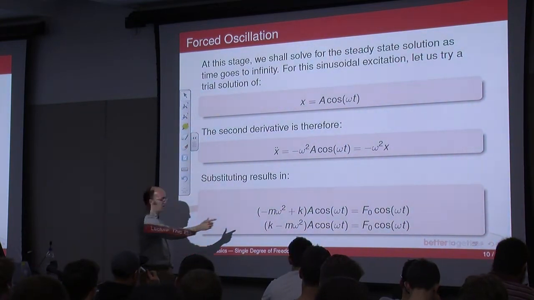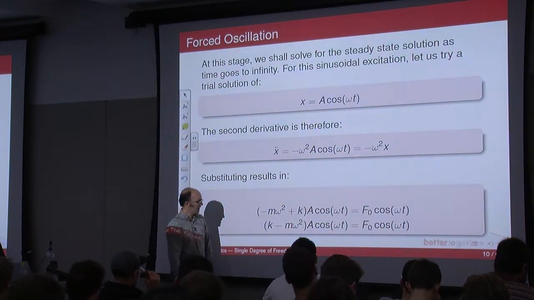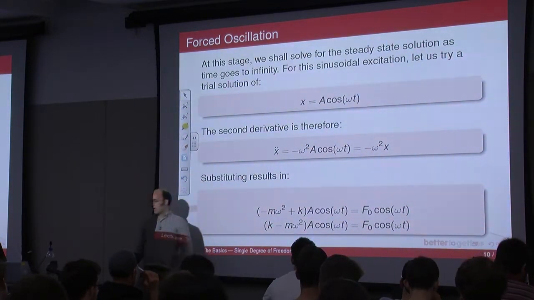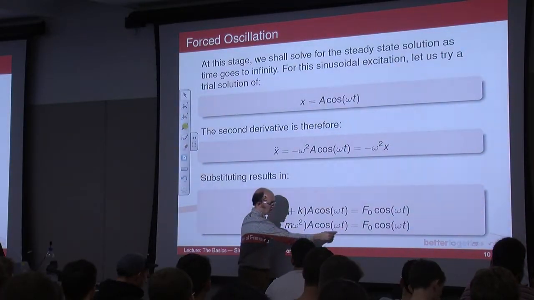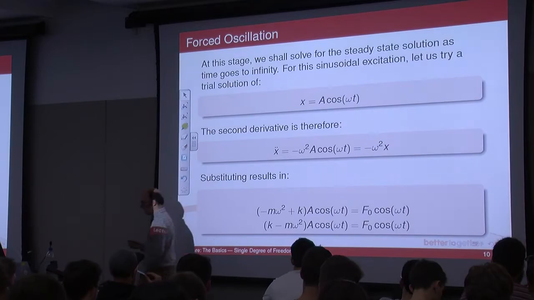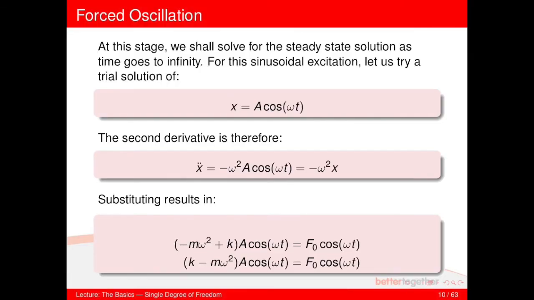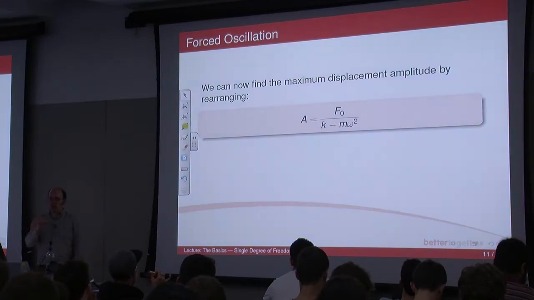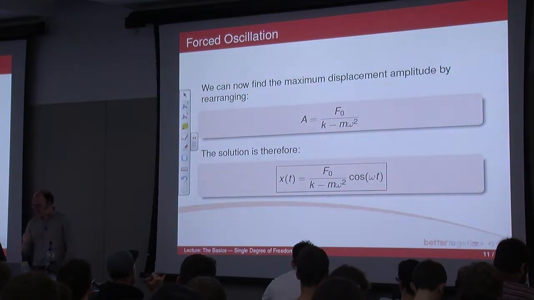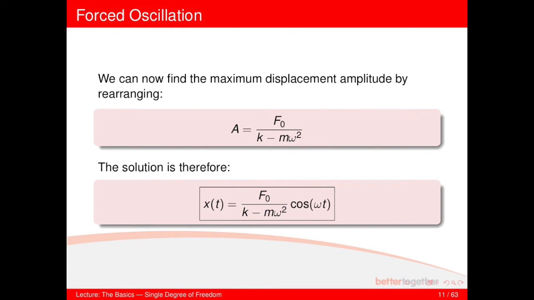And obviously, I could switch this round just to make it clean, because I've got this little minus sign out here, and I feel a bit more comfortable if it's in the middle of the equation. And then this is my x term. Now, notice what I've got here is a cosine omega t on both sides. If I cancel out the cosine omega t's and then rearrange solving for a, you'll find out that A is F naught upon K minus M omega squared. So we've got a value for A. The trial solution's working, because if we put that in for A, we have this solution: x of t is F naught upon K minus M omega squared times cosine omega t.